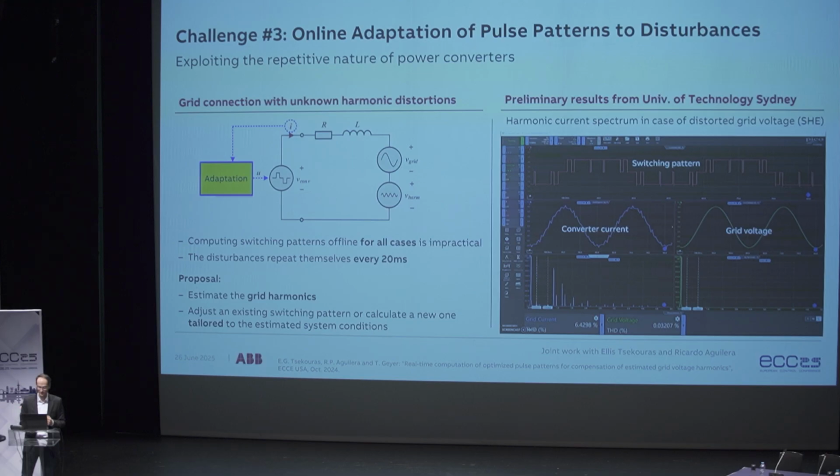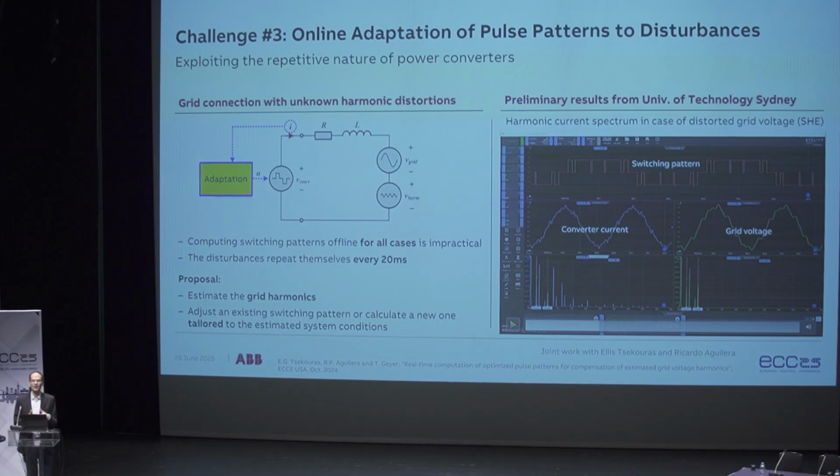These are results from Sydney, from Elis Tsouras and his supervisor Ricardo. What you see on the right-hand side in the beginning is a perfect sinusoidal grid. You see the harmonic spectrum down here, it's flat, there's just a fundamental component. You see the switching pattern that is optimal for the sinusoidal case, and you see the converter current, where the pattern has been designed so that the low order harmonics are all removed. So this is desired.